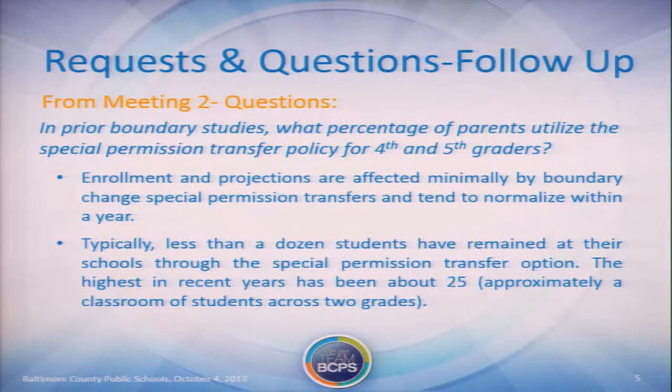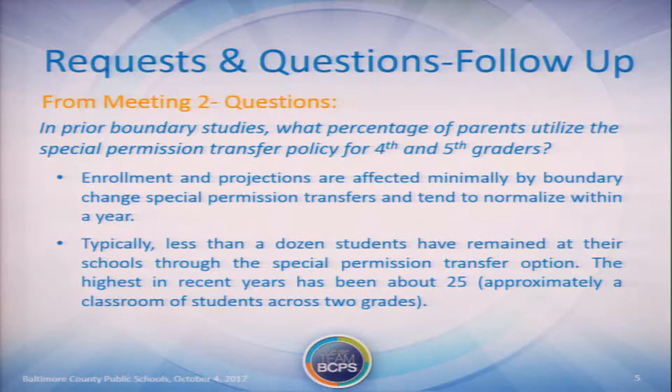So we have some follow-ups regarding some questions and things that you had made at the last meeting, meeting two. One of them was, in prior boundary studies, what percentage of parents utilize that special permission transfer policy for fourth and fifth graders? And you can see the answers that the staff have provided are enrollment and projections are affected minimally by boundary change special permission transfers and tend to normalize within a year. So that's intended to further reduce the impact on families and students, but it doesn't typically cause a seismic impact in what we have planned with the estimates that you are working with in the boundary options.